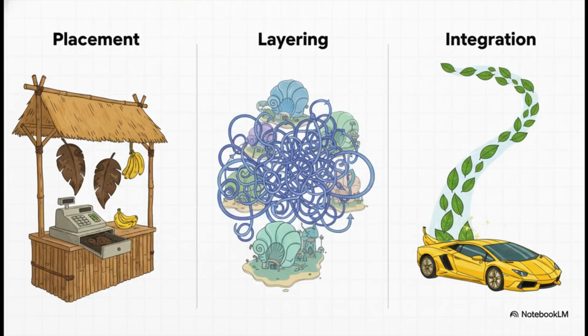And there you have it. That's the whole playbook. Placement. Getting the dirty cash into the system. Layering, making the trail impossible to follow through shell companies. And integration, bringing the now clean money back to buy big, shiny things, from a shady pile of leaves to a brand new car.